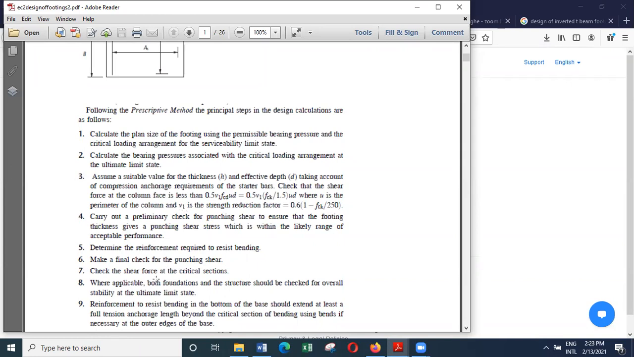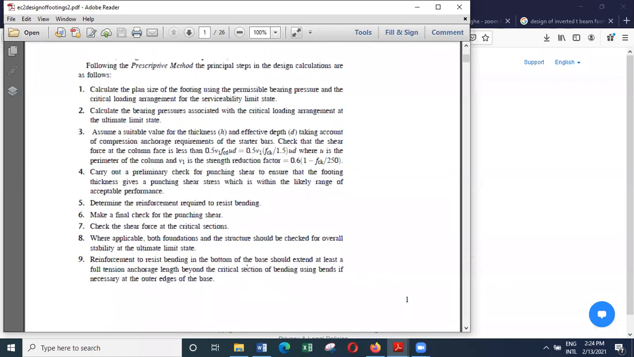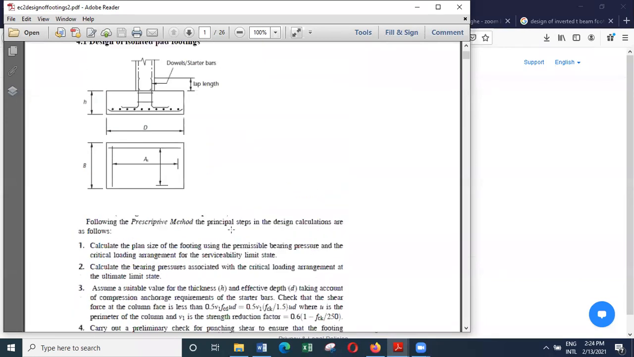And then you can check it for punching shear, direct shear, and then you can also see whether the reinforcement is provided properly to ensure that the crack widths are within limits. And also when you are providing reinforcement, it's important that all this reinforcement is anchored at least one anchorage length beyond the face of the column. So the reinforcement should be anchored beyond the face of the column.